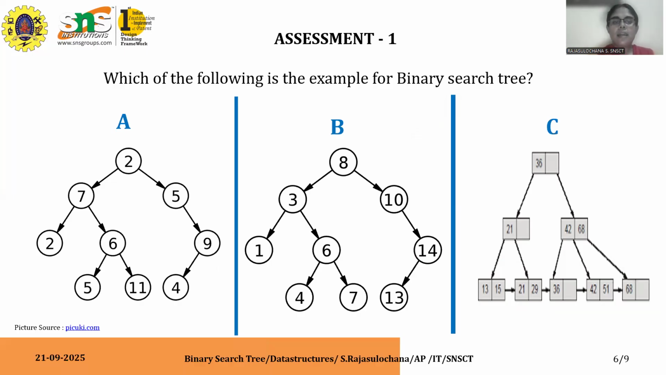Look at the first example, A. All the values in the right subtree 7, 2, 6, 5, 11 are less than the root. Here the root value is 3. So this condition is false. Hence A is not a binary search tree.